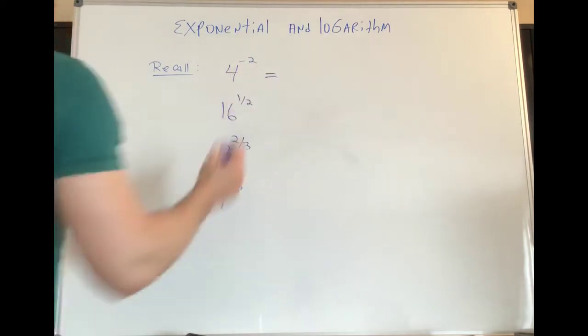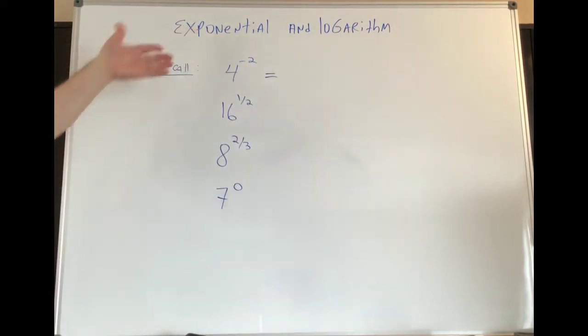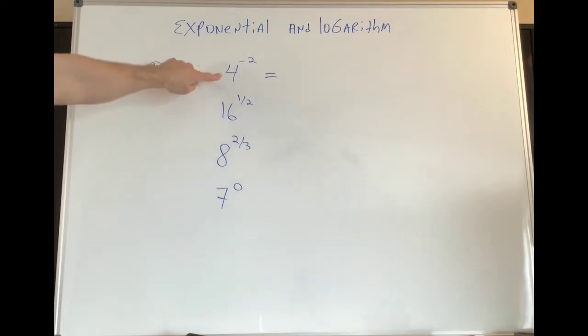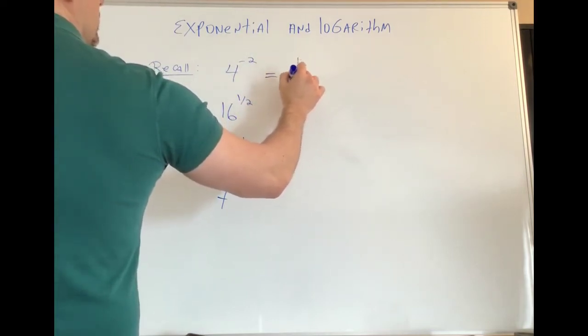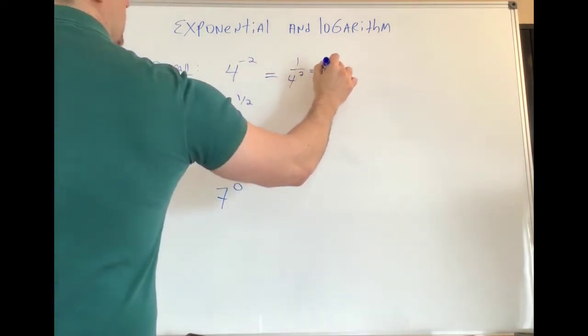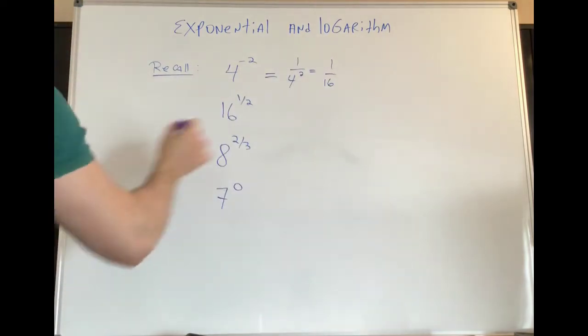Well, remember how we did a negative power. I'm not going to bore you with how to do 4 squared. You all know 4 times 4. Here, though, remember, you can't do a negative power. You had to flip it over, make it positive. So 4 to the minus 2 would be that.